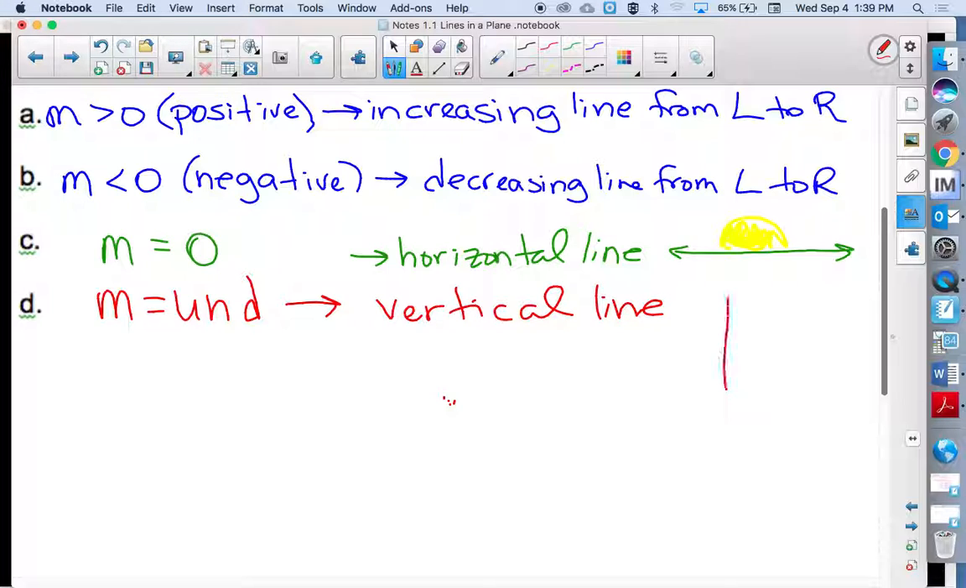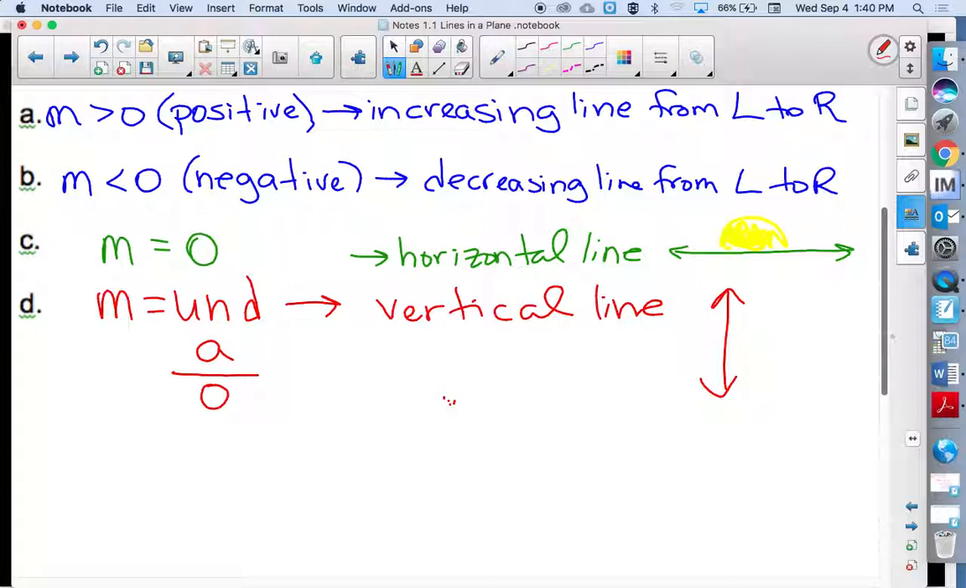So a line that goes vertically is rising, but it's not running left or right. So that's when I would have any number divided by 0. Because I could rise 5, but I'm not going to go left or right. So I just continue to rise, and that's what makes the vertical line. So those are 4 different options for slope to create the 4 different ways you can graph a line.